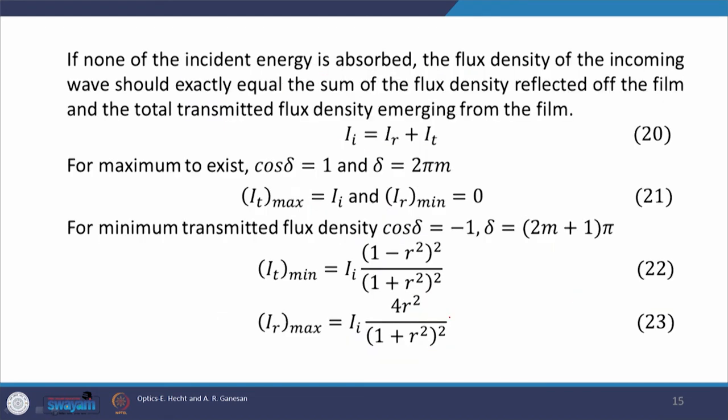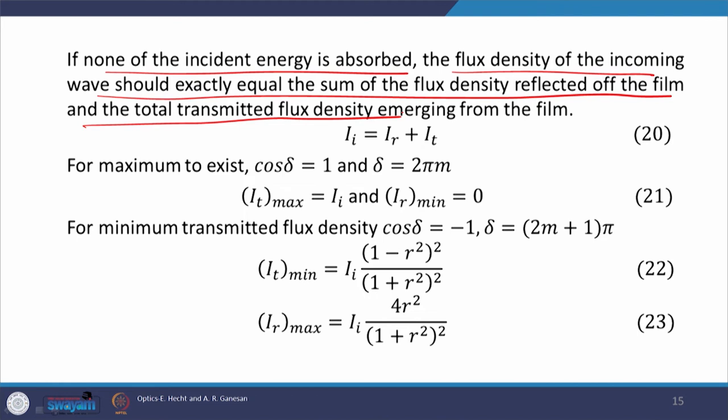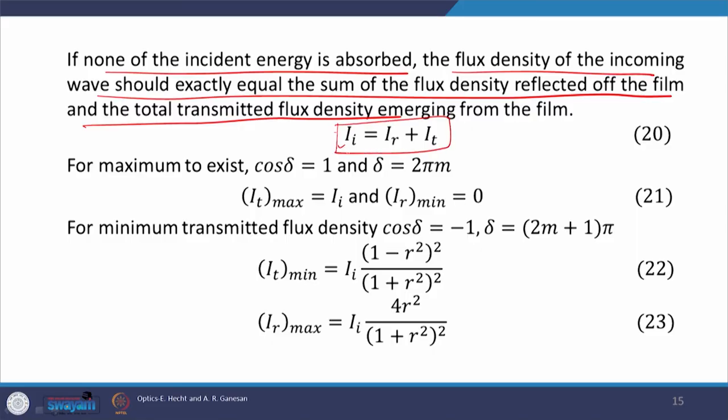Now, if we assume that none of the incident energy is absorbed, the flux density of the incoming wave should exactly equal the flux density reflected off the film plus the total transmitted flux density. What I mean to say is that, suppose a certain energy is falling on this thin film, and a part will get reflected and a part will get transmitted. If the film is not absorbing any energy, then the reflected intensity plus the transmitted intensity would be equal to the incident intensity. This relation holds if the film is non-absorbing, and this is what equation number 20 is saying: the incident irradiance would be equal to the reflected irradiance plus the transmitted irradiance.